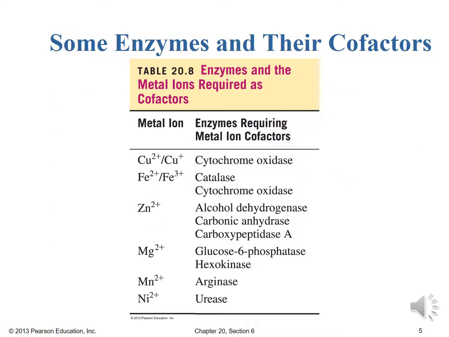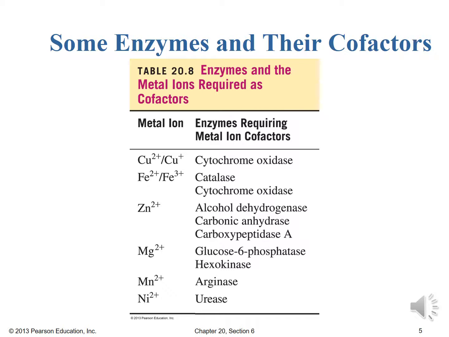Here we see a table of some other enzymes and their cofactors. So table 20.8 shows us enzymes and the metal ions required as cofactors. So you can see there we've got copper 2+ and copper 1+ for cytochrome oxidase. So we have the copper changing oxidation state as part of the oxidation reduction process that the cytochrome oxidase catalyzes. We also have an iron 2+, iron 3+ metal ion involved in catalase and cytochrome oxidase.